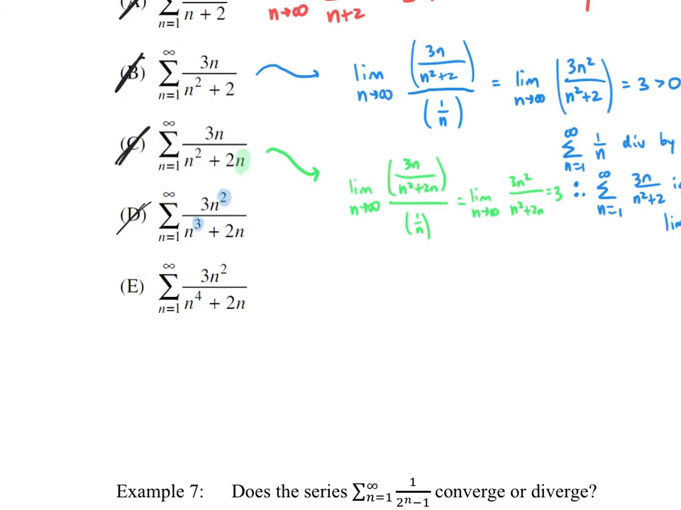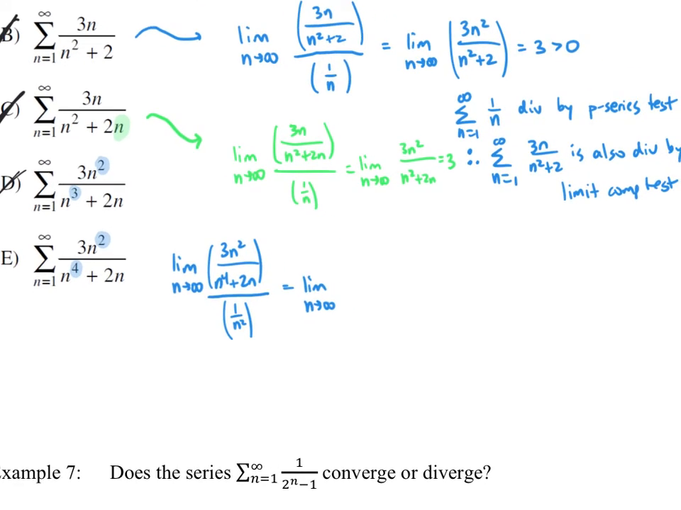Now let's take a look at letter E, and the big difference here with E is that the degree of separation is 2, not 1, and it was 1 before. So let's take a look at the limit as n goes to infinity of 3n squared over n to the fourth plus 2n. Now we're going to compare this to 1 over n squared, because remember, I want that degree to be the same so that my limit has some sort of meaning here. And I get 3n to the fourth over n to the fourth plus 2n, and my limit is 3, and it's greater than 0. Okay, big deal.